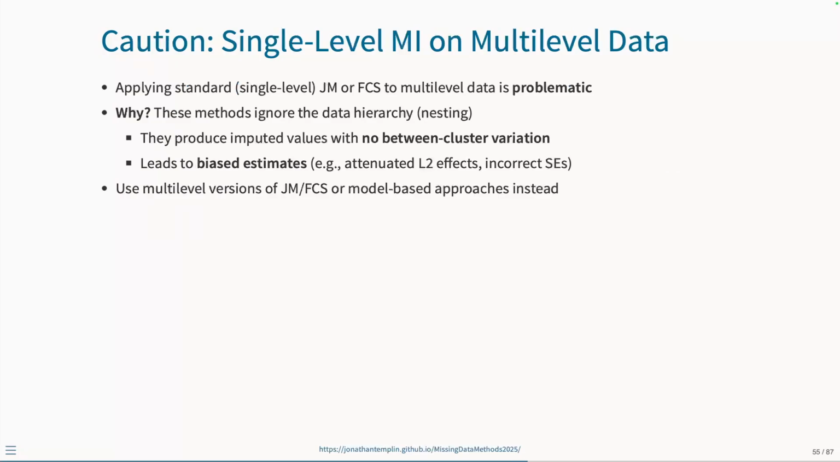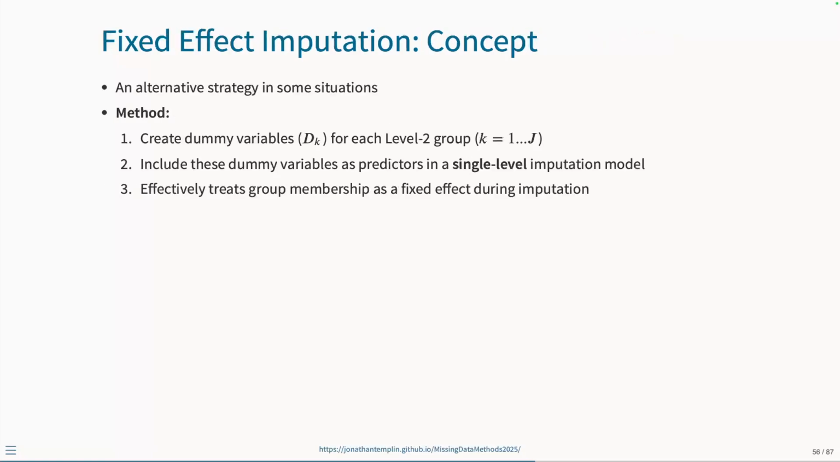So there is a caution. We don't want to do single level multiple imputation on multi-level data. I've been talking about it through class. You can see why though, right? If you say that there's no dependency in your data, you've just injected a whole bunch of independent observations into a spot where there are dependent observations. It's going to make it look like you have more power than you have for certain effects. It's going to potentially bias your estimates, right? It's going to be a problem.